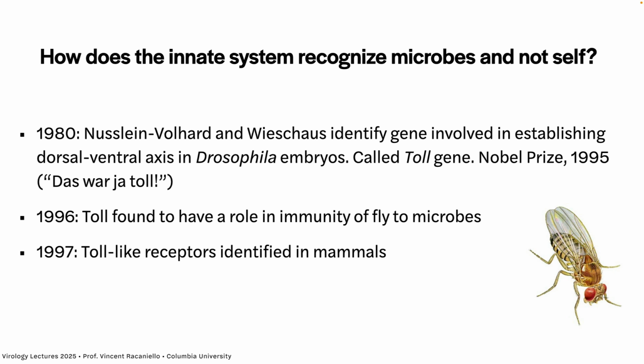A big question in immunology was always, how does this innate system recognize viruses and other things, and not itself? So this was actually by work that wasn't even involving innate immunity. This was Nüsslein-Volhard and Wieschaus, working in 1980 in Germany to identify the genes of Drosophila that were involved in development. They were making mutants of flies and then letting them grow up. And they saw one fly that had a very unusual phenotype.